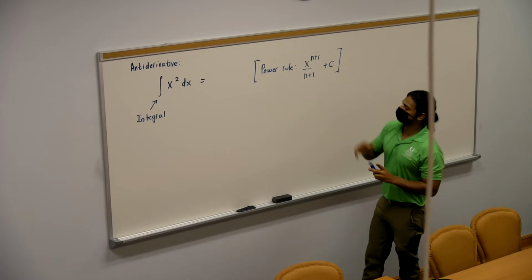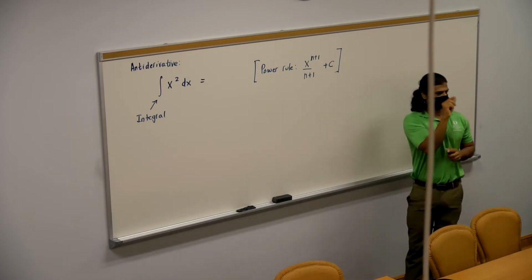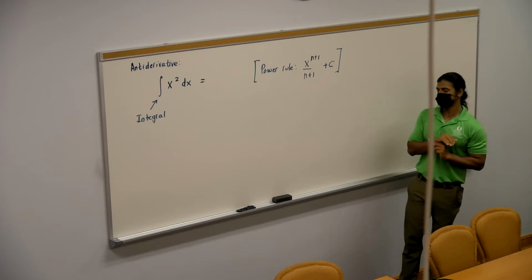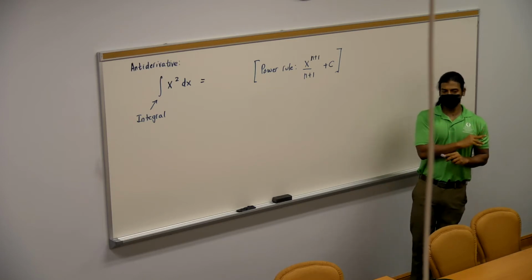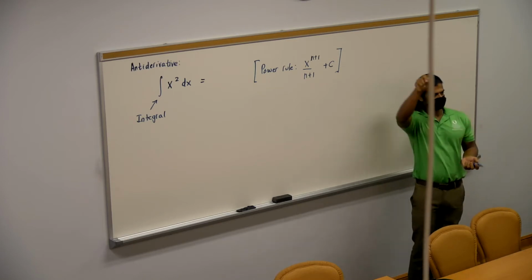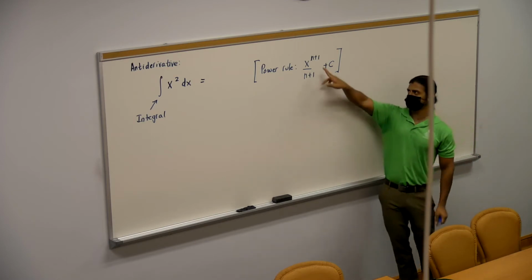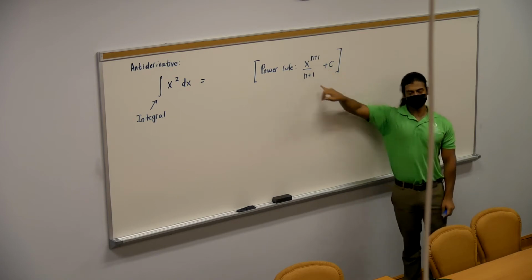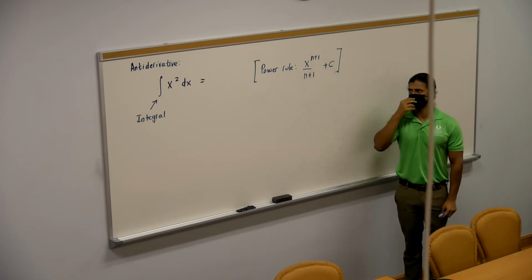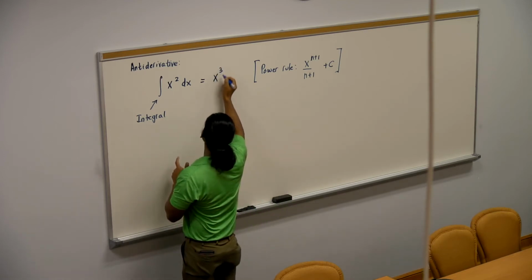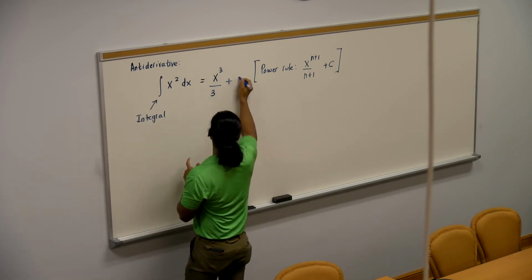So if we simply have x squared, we just have to add 1 to the power and divide by n plus 1. It's just the reverse of what we did with derivatives. You subtract 1 from the power, multiply by n, and here you add 1 to the power and divide by n plus 1. So that would be x cubed over 3 plus c.